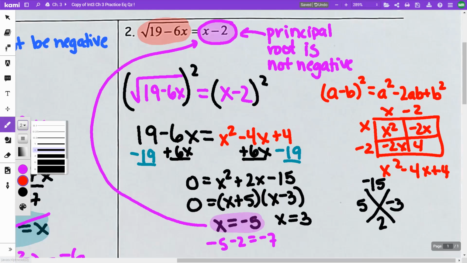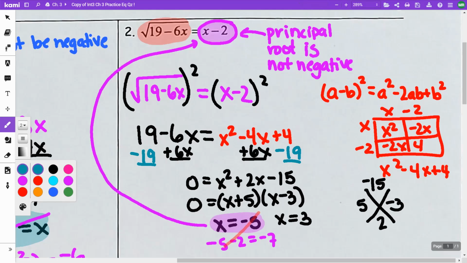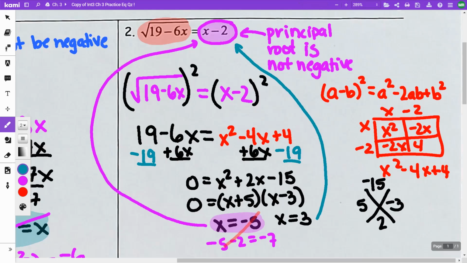Now, let me write that a little more see-through. So that's not going to be an answer. So then I'm going to check, well, first work out the other one, or actually I did, so I'm going to check that. So now this time I'm going to be taking this and putting it up here. And when I do, I get a 3 minus 2, which is a 1. That is a positive, so x equals 3 is going to be an answer.